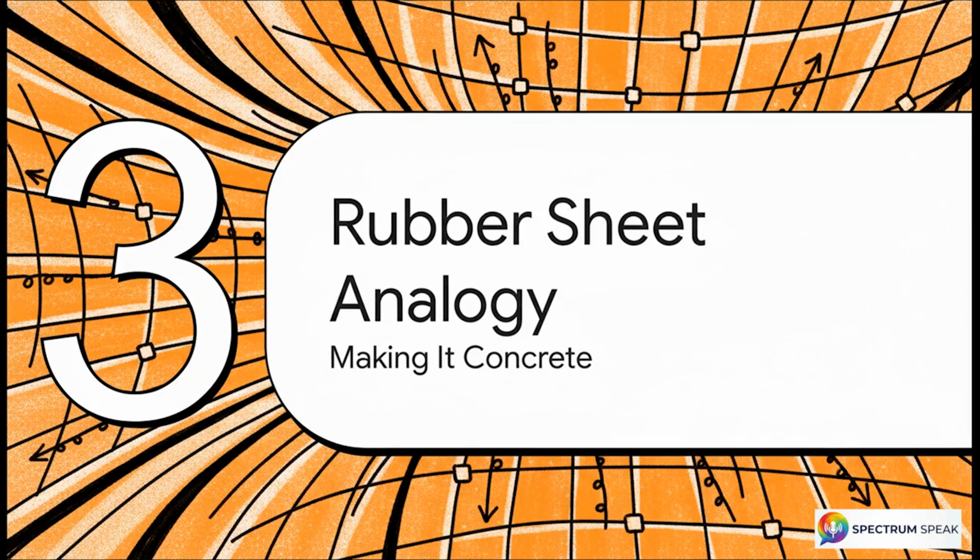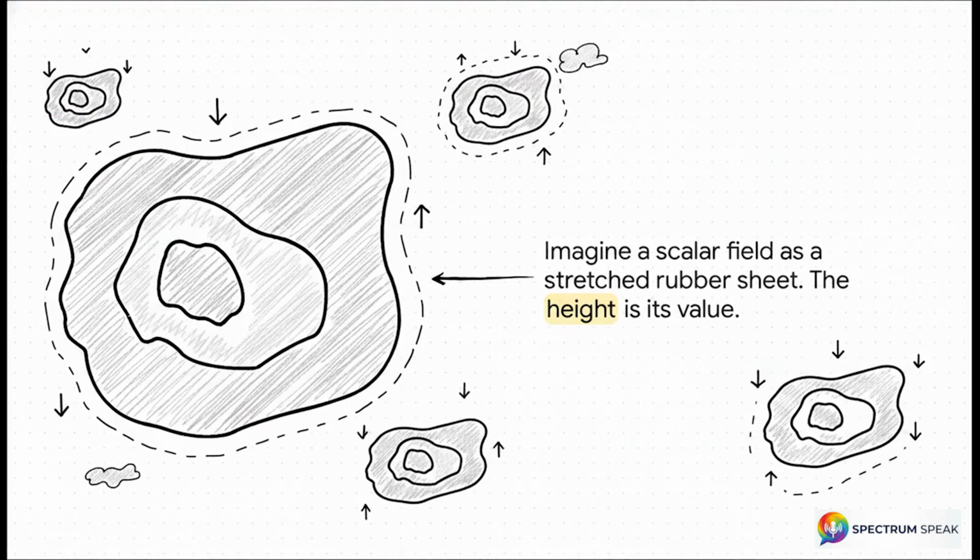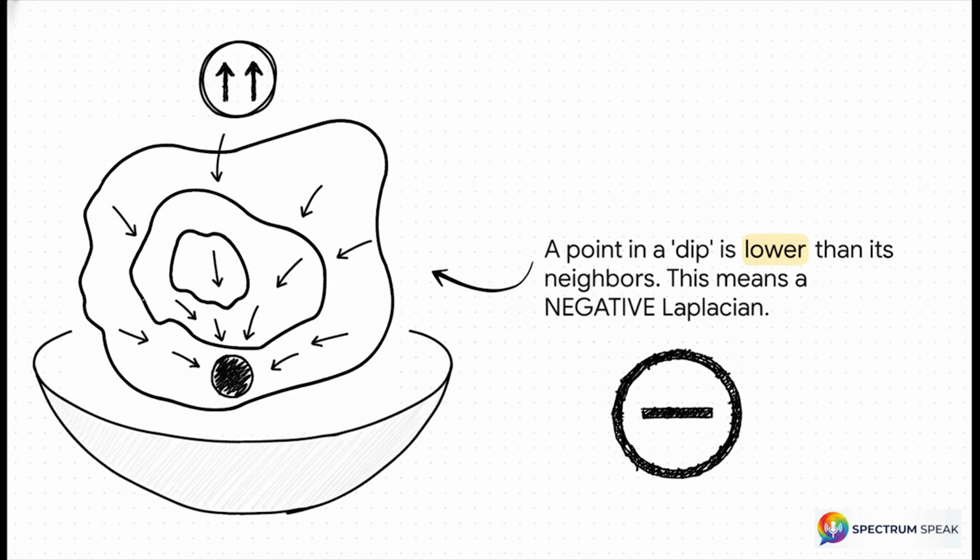All right, this is where it all comes together. To make this whole thing concrete, we're going to use the best analogy there is for the Laplacian, a simple, stretched rubber sheet. So just imagine our scalar field is this sheet. The value of the field at any given spot is simply the height of the sheet at that spot. So high points on the sheet mean high values, low points mean low values. Simple enough, right?